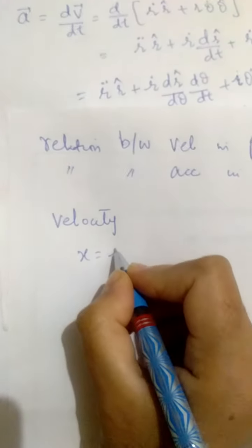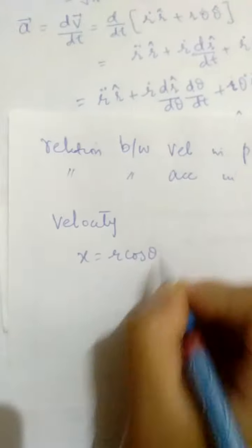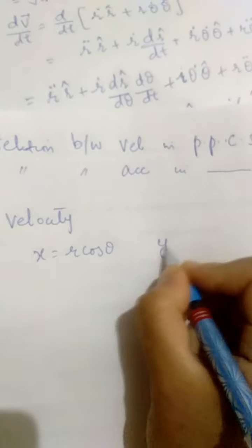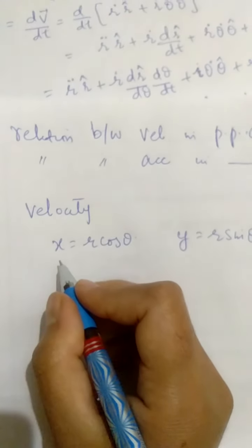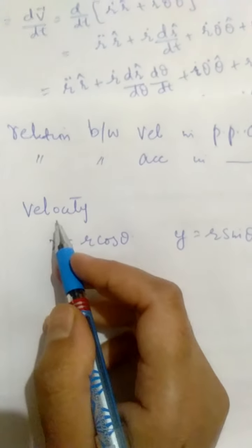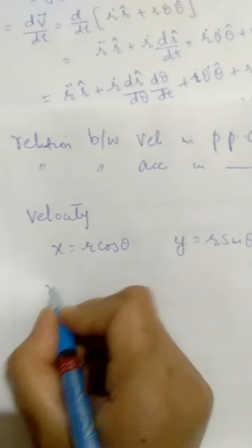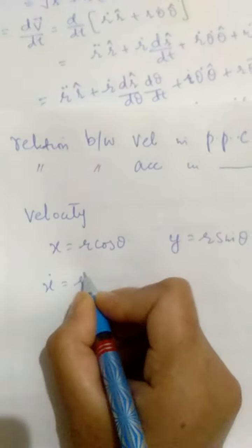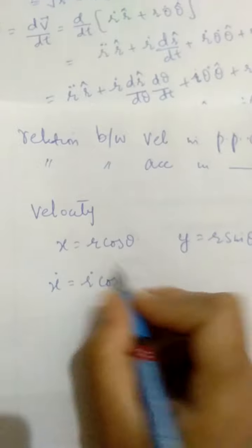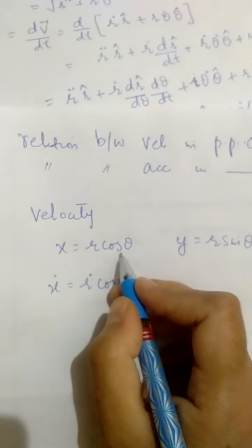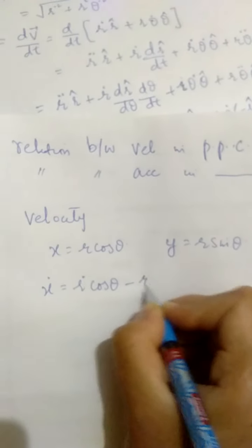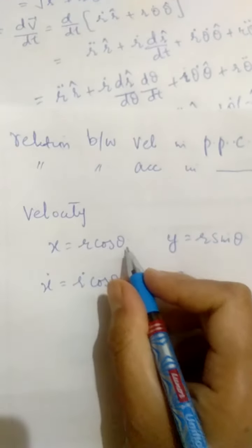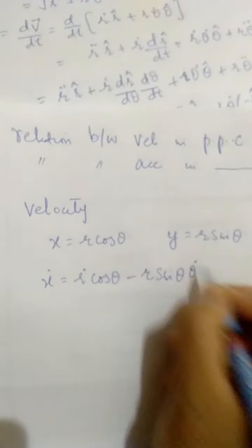So again, I will write the basic equations, that is x is equal to r cos theta and y is equal to r sin theta. So let me differentiate them with respect to time. And why do I do that? Because I want to find the velocity. So x dot is r dot cos theta. So I've differentiated this, kept this. Now differentiation of cos theta will be minus sin theta. So it will be minus r sin theta, and then internal differentiation of the angle, that is theta dot.